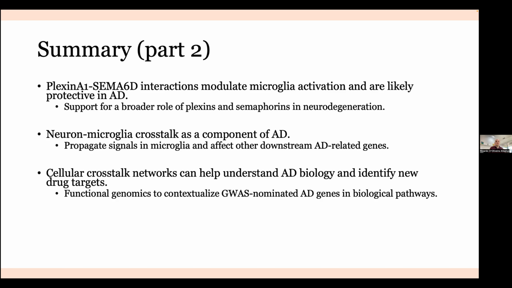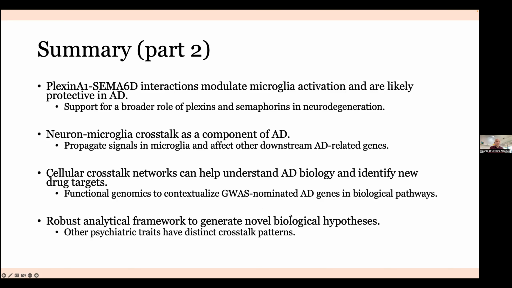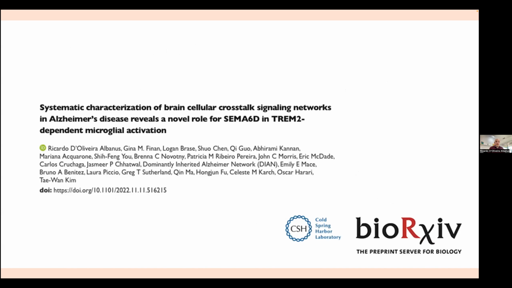So this is using functional genomics to give an additional layer of context to GWAS-nominated Alzheimer's disease genes in these biological pathways. And even more broadly, what we're doing here is a robust analytical framework that can be used to generate novel biological hypotheses. As I showed in the previous results with the other neuropsychiatric traits, we can essentially apply the same strategy to look at other diseases. And if you want more details about this work, you can check our preprint on bioRxiv.